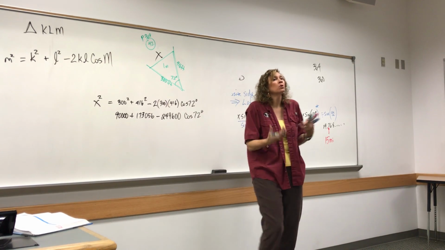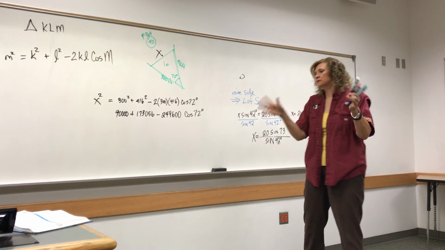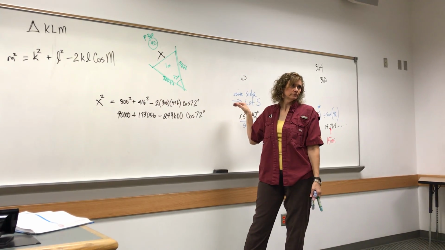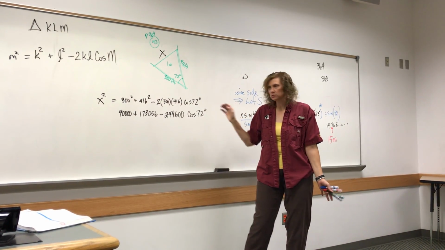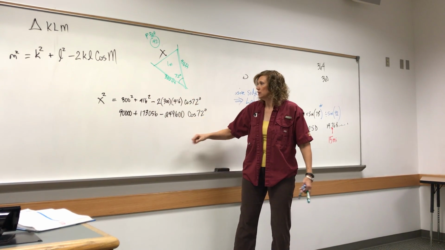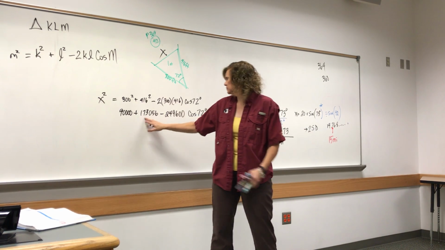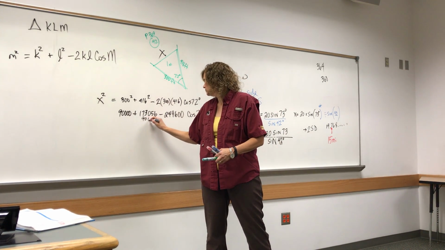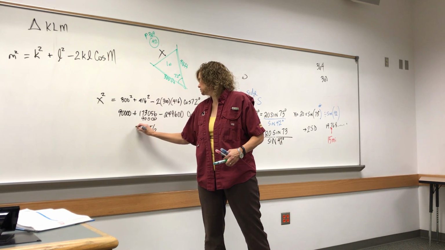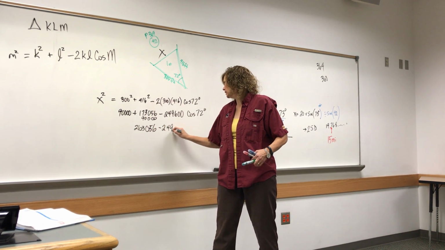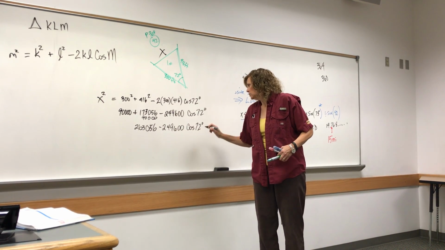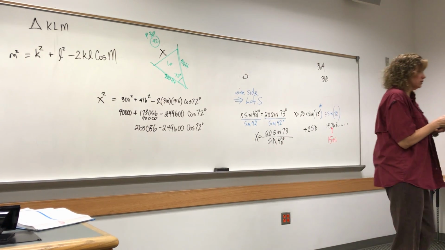So, if you are one of those people, usually the men, they'll just punch this whole thing up. The ladies, sometimes they'll punch it up too, but sometimes they'll say, I'm going to multiply it out. So then we're going to add these two guys together. So we got 90,000 plus 173,056, that's 263,056, minus 249,600 cosine 72. And guess what your least favorite thing is of that expression?